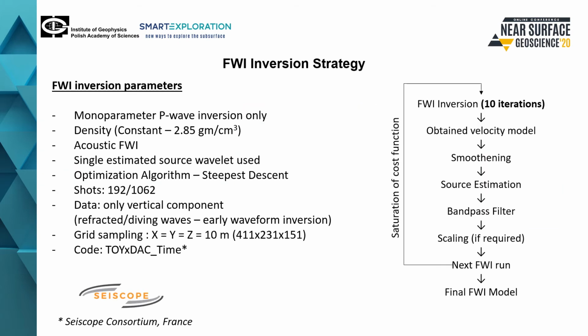Now, with the preprocessed data and starting velocity model in hand, we need an inversion strategy to proceed with, so that we can obtain a meaningful velocity model. Regarding the inversion parameters, we inverted for P wave only while keeping the density constant. We used acoustic FWI with average source wavelet and steepest descent as our optimization algorithm.